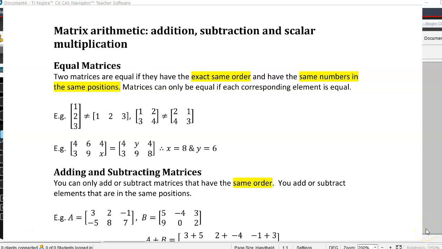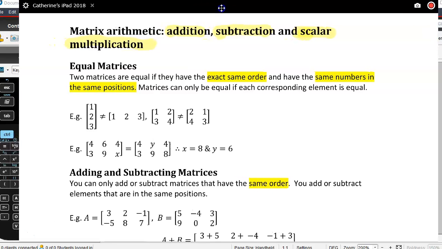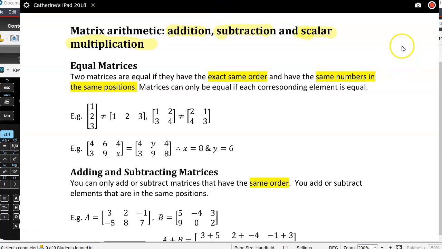So today let's talk about matrix arithmetic. So your basic addition, subtraction, and scalar multiplication, which is where you multiply a matrix by one number. We'll do matrix multiplication next. Remember, you can't do matrix division.